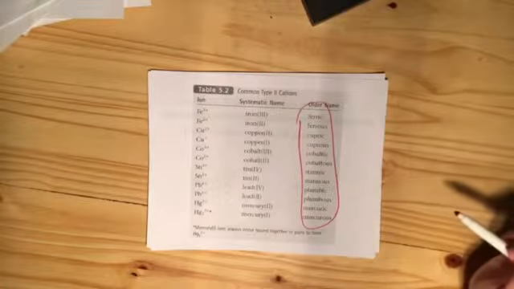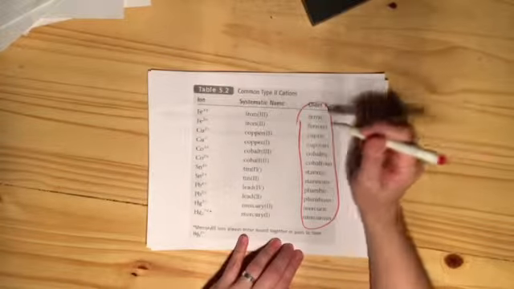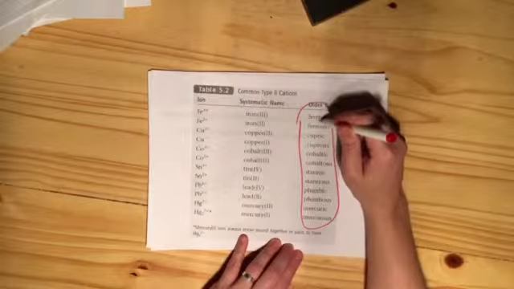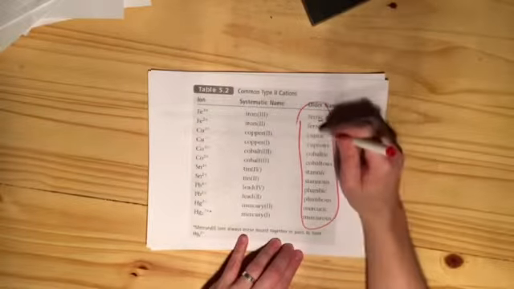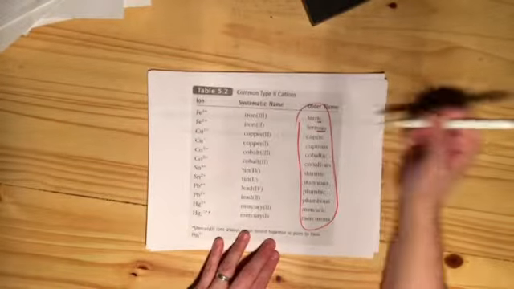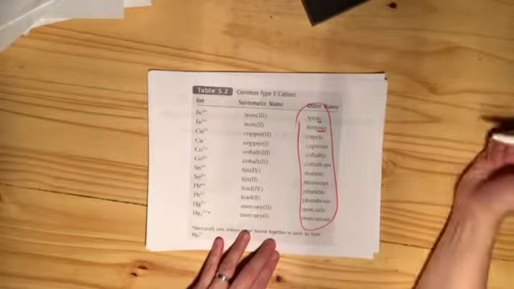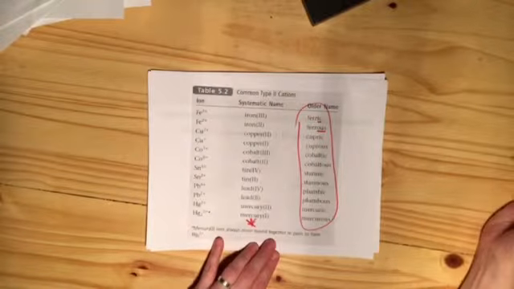Here are some examples. These used to be the older names here. I'm not going to make you learn that, but you can look at what they used to do: for the higher charge, they would add "ic," and for the lower charge, we'd add "us." And then they would use the Latin names. So for iron 3, it would be ferric, iron 2, ferrous, copper 2, cupric, copper 1, cuprous. You can look at those, but this is what I want you to know how to do.